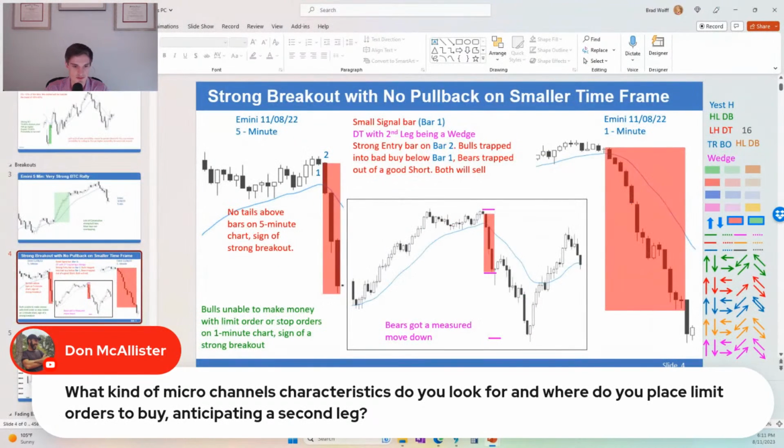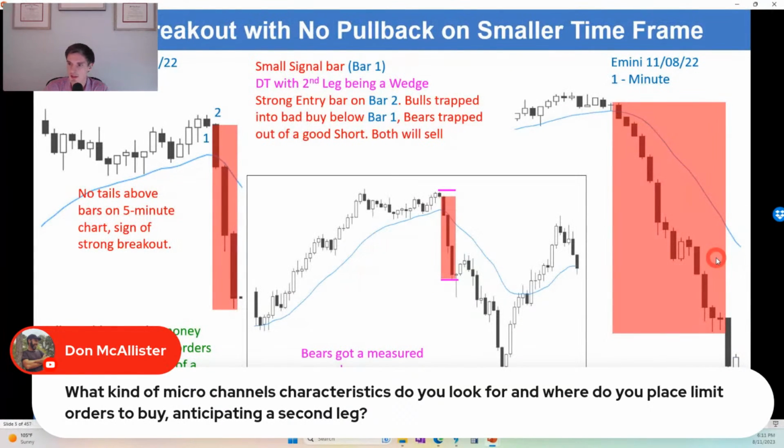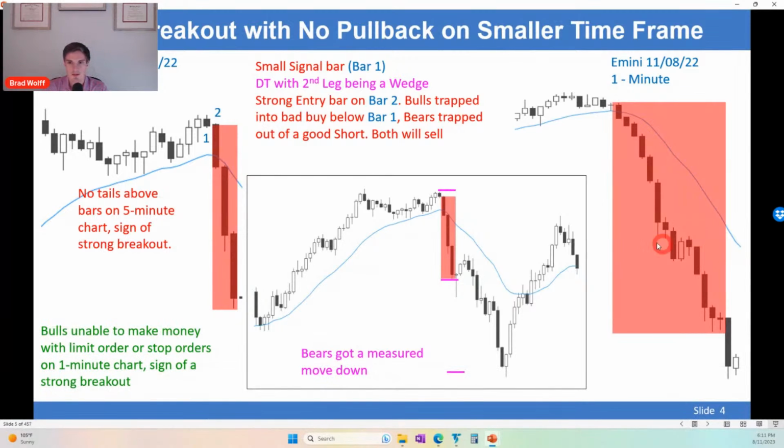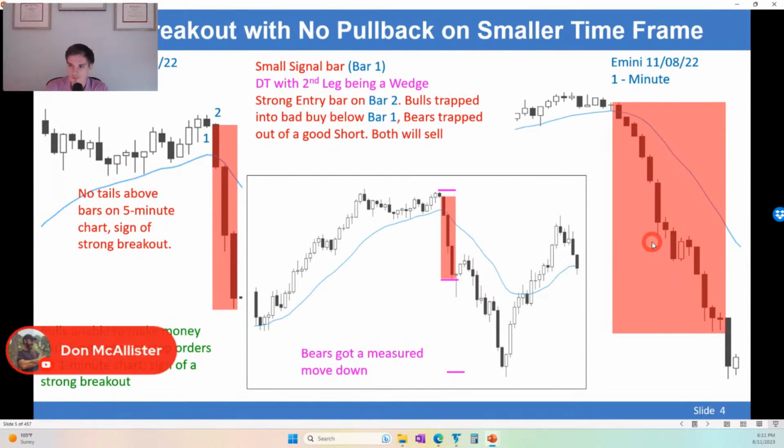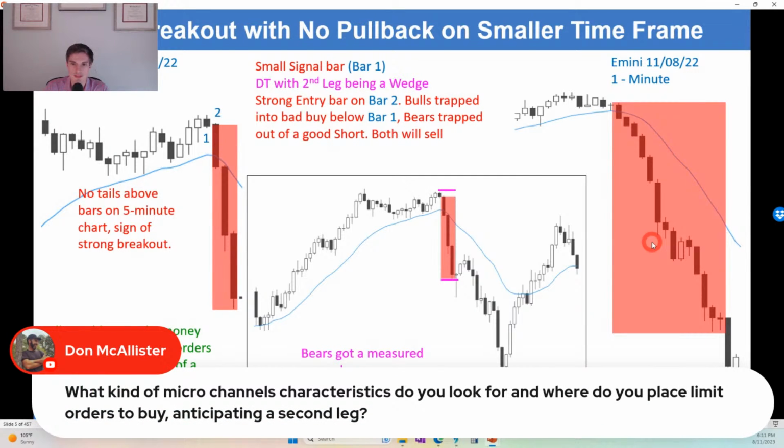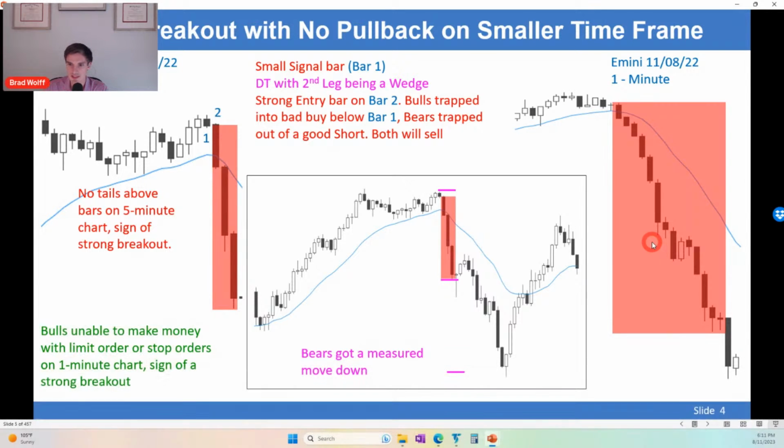This is my second favorite chart I often show. So Don is asking, how do you identify strong micro channels? Or let's go back to your question, Don. What kind of micro channel characteristics do you look for, and where do you place limit orders to buy, anticipating a second leg? So let's just scratch the buy word and say, where do you place limit orders to sell, to go short, anticipating a second leg down? And let's think about this chart.